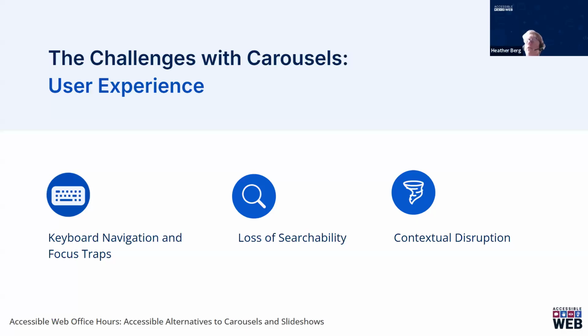And finally, the final challenge that we have for you today is contextual disruption. So carousels that have automatic or dynamically updating content can be particularly jarring for some assistive technology users. So for example, a screen reader might announce a new slide without any warning, and this unexpected change can interrupt someone if they are, say, in the middle of reading another block of text, or they're in the middle of a sentence, and all of a sudden the content has updated and changed.